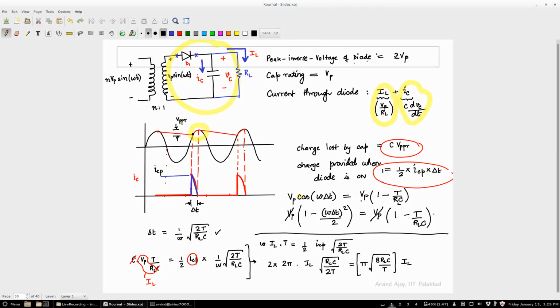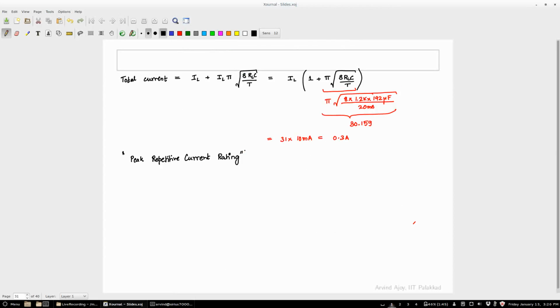It's called the peak repetitive current rating because this current is now going through the device continuously, right? Every time this device charges, you have a peak current, whatever we calculated, through the device, and there is always the IL which is flowing through the load, right? So the current through the diode reaches a peak every time cycle, every one cycle. For the half wave, every one cycle it reaches a peak, and that is this current of 0.3 amp.